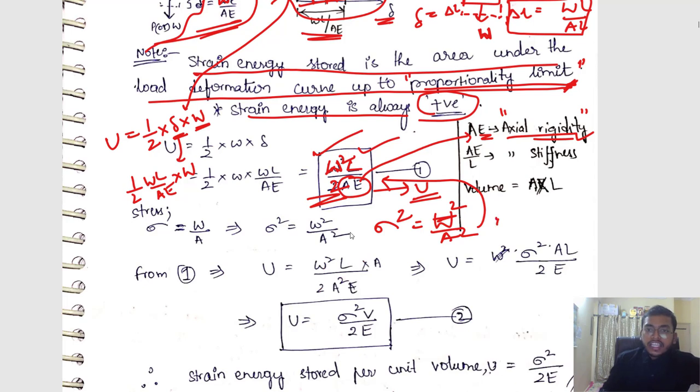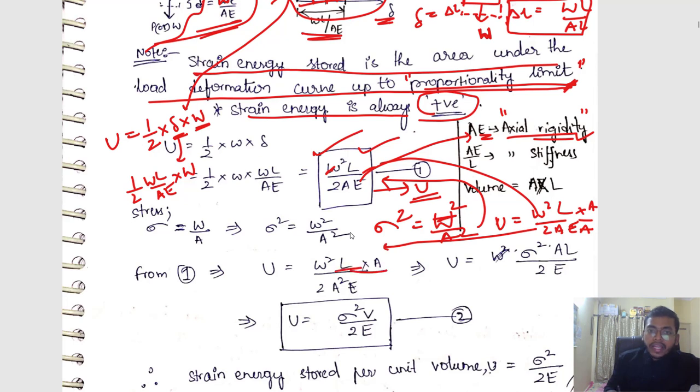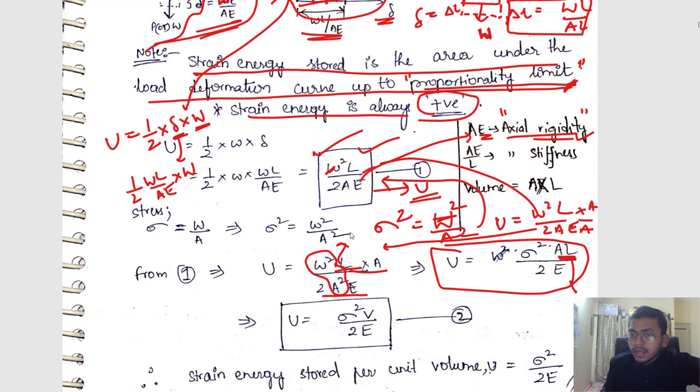What is the strain energy which I got? W square L by 2AE, right? What I am doing here is multiplying it by A and dividing it by A. So what will I be getting? I will be getting W square L into A divided by 2A square E. Now I can take W square by A square as sigma square, right? So I can write my strain energy as sigma square AL by 2E. Area into length is nothing but volume. Just substitute V in terms of AL. What will you be getting? Your strain energy is sigma square V by 2E.